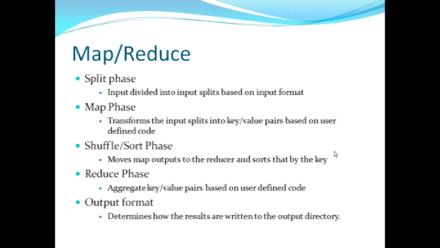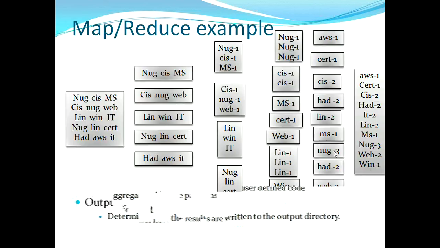Map phase transforms the input splits into key value pairs based on user defined code. Shuffle and sort moves map outputs to reducers and sorts them by the key. Reduce phase aggregates the key value pairs based on the user defined code. Output format determines how the results are written to the output directory. Let us see the whole flow by an example.